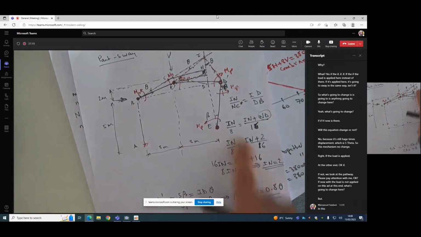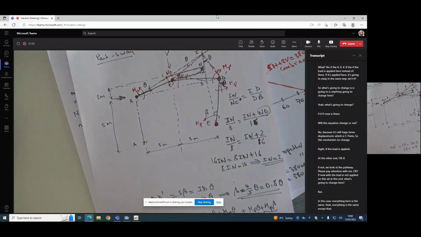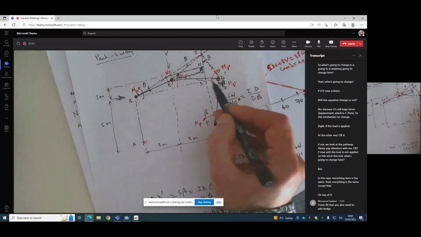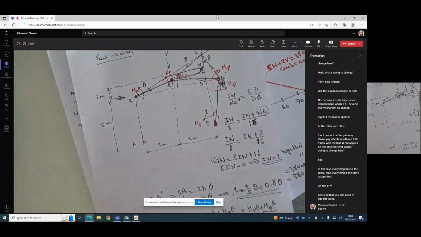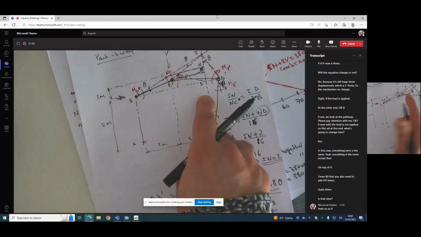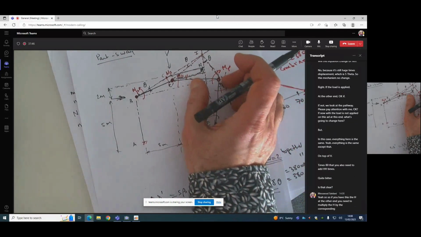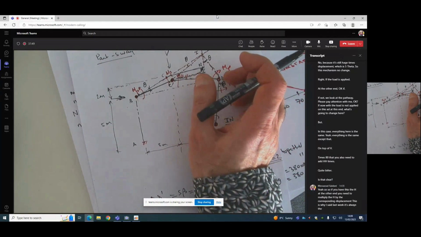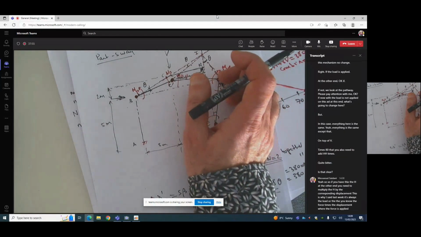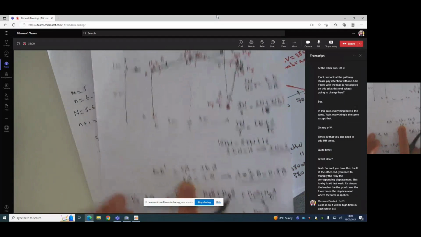In this case, everything here is the same, except that on top of V times theta, you also need to add H times 5 beta. Is that clear? So if you have the H at the other end, you need to multiply the H by the corresponding displacement. This is what I said last week. It's always the load or the force times the displacement where the force is applied. Clear? So it will be H times dd dash, which is 5 beta or 4 theta.